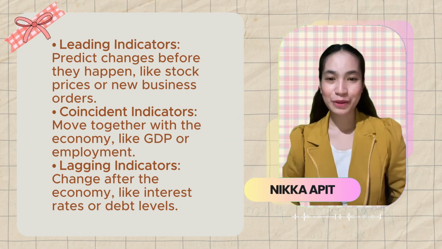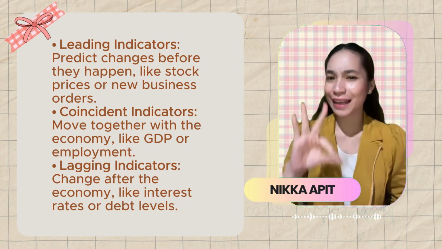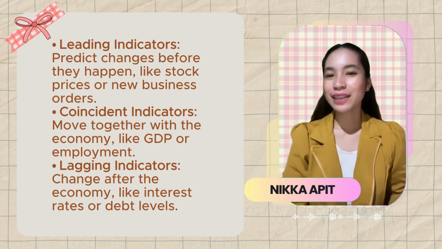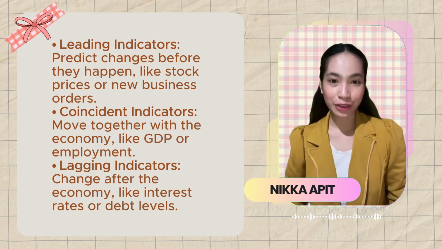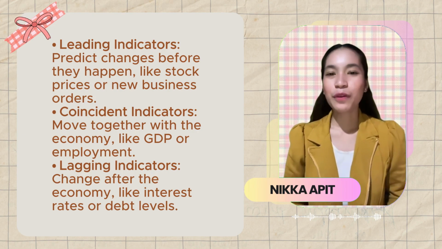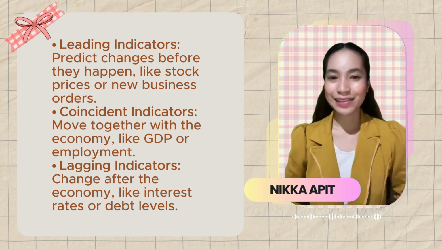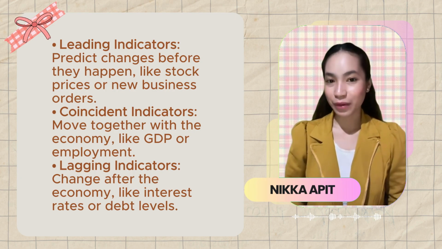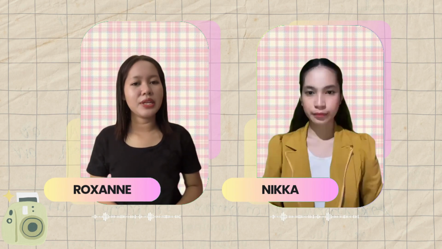The National Bureau of Economic Research groups economic indicators into three categories. First is leading indicators, which predict changes before they happen, like stock prices or new business orders. The second is coincident indicators, which move together with the economy, like GDP or employment. And the third is lagging indicators, which change after the economy, like interest rates or debt levels. So these indicators help market analysts predict market trends.